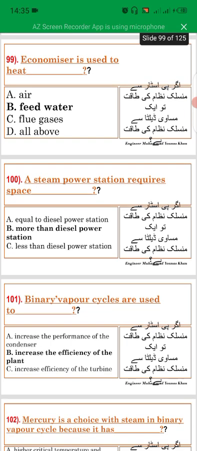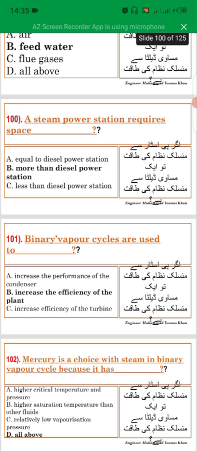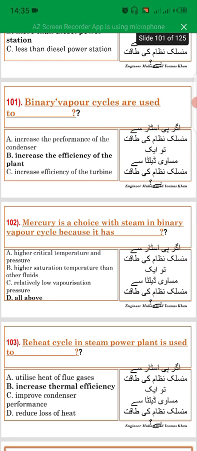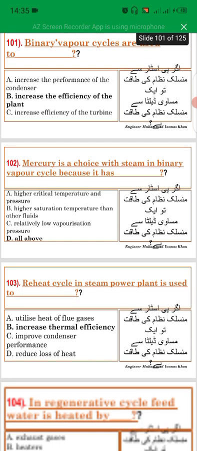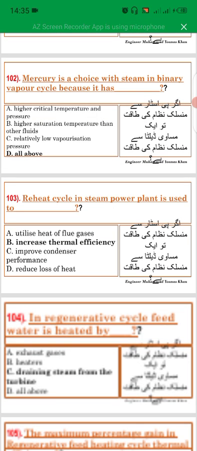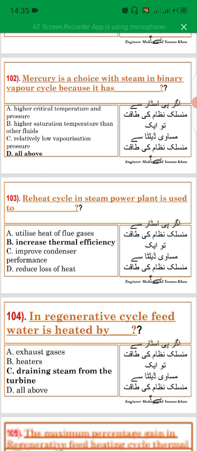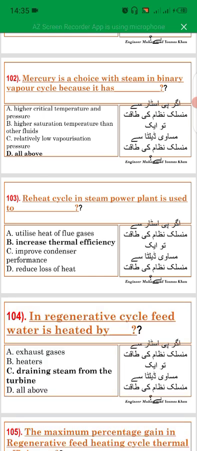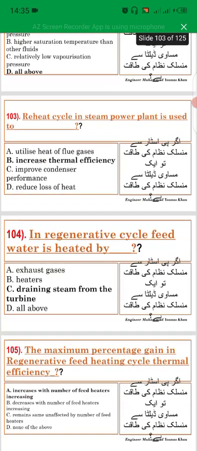Economizer is used to heat feed water. A steam power station requires more space than a diesel power station. Binary vapor cycles are used to increase the efficiency of the plant. Mercury is a choice with steam in binary vapor cycle because it has higher critical temperature and pressure, higher saturation temperature than other fluids, relatively low vaporization pressure.